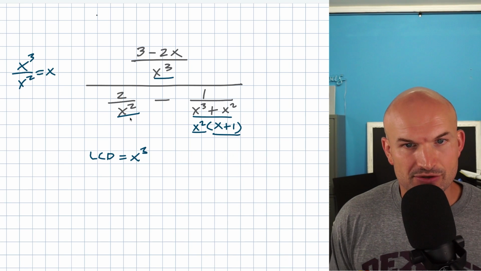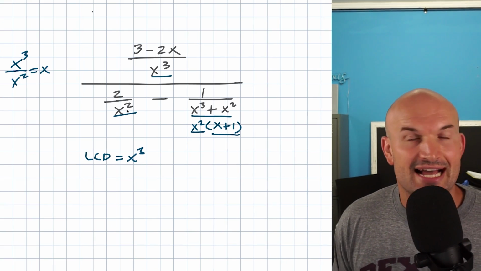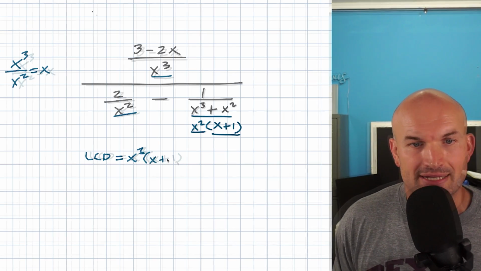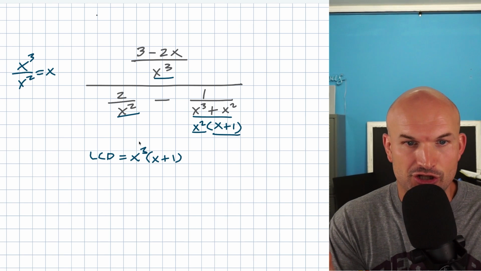All right. So now we have these 2 covered. We have this x squared is already covered. And then now we need to have an x plus 1, right? Because x squared or x cubed do not evenly divide into an x plus 1. So therefore, I need to include that. Okay. So now we have our LCD, an x cubed times x plus 1.